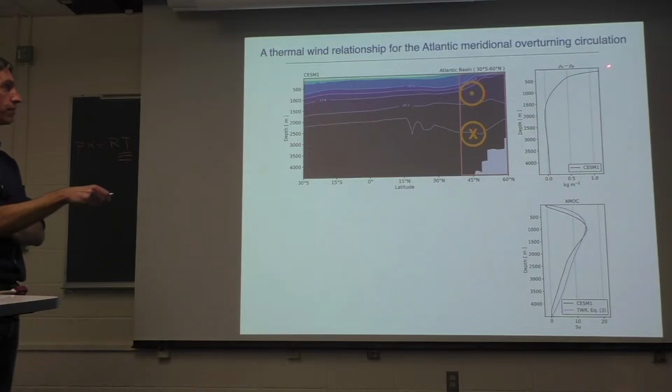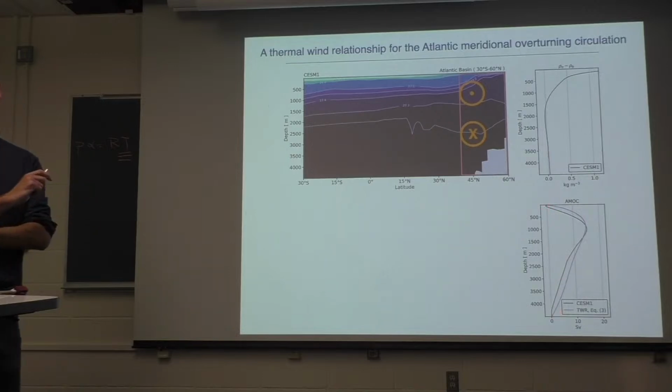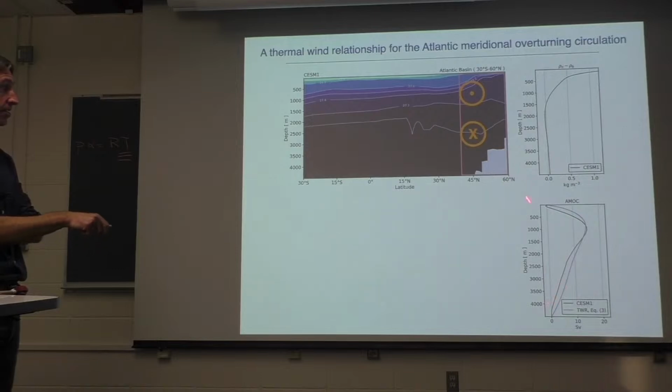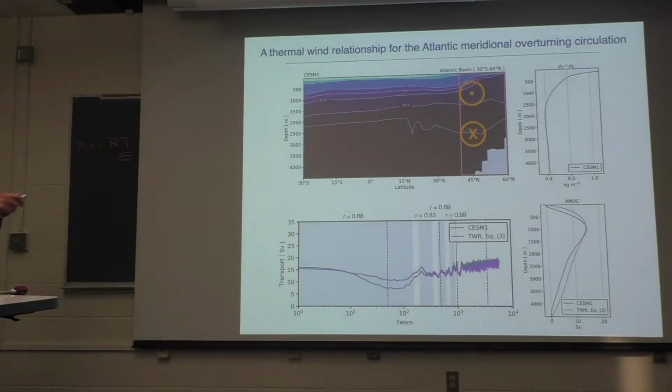Here's an example of what we tried to do. You can take these different models and calculate the difference in density between a northern region, say between 40 north and 60 north, and a basin region here. Then you can calculate, using the thermal wind relationship, the structure of the AMOC, knowing that the transport has to go to 0 at the top and the bottom. The black is the overturning circulation diagnosed in CESM1, this model here, and the purple is what the thermal wind relationship says. And so it seems to do fairly well.